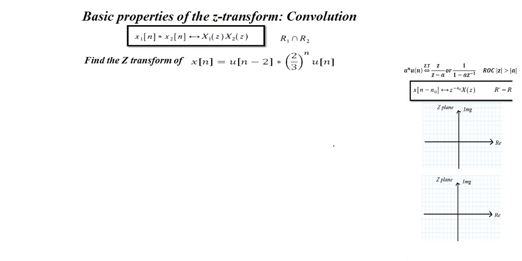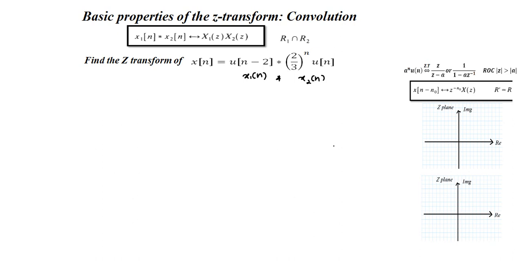In this question you need to find the Z transform of x of n, where x of n is given by u of n minus 2 convolution (2 by 3) whole raised to n into u of n. There are two signals: one we consider as x1 of n, and the second is x2 of n. We have the convolution of two signals, so instead of using the direct formula we can use the convolution property here.